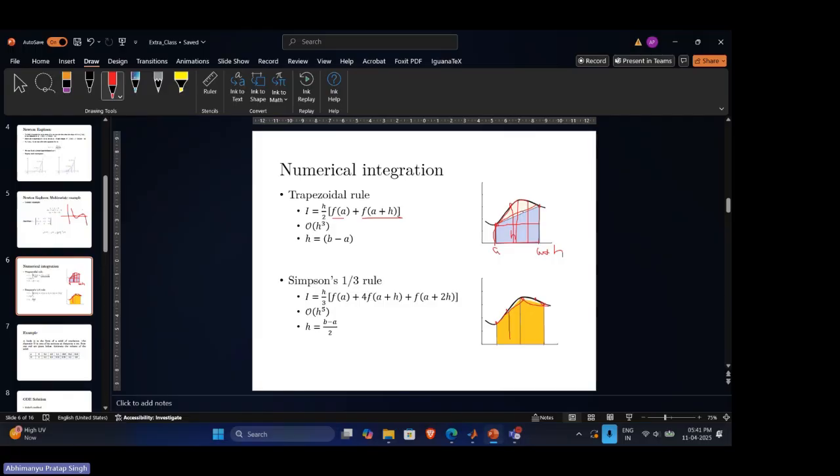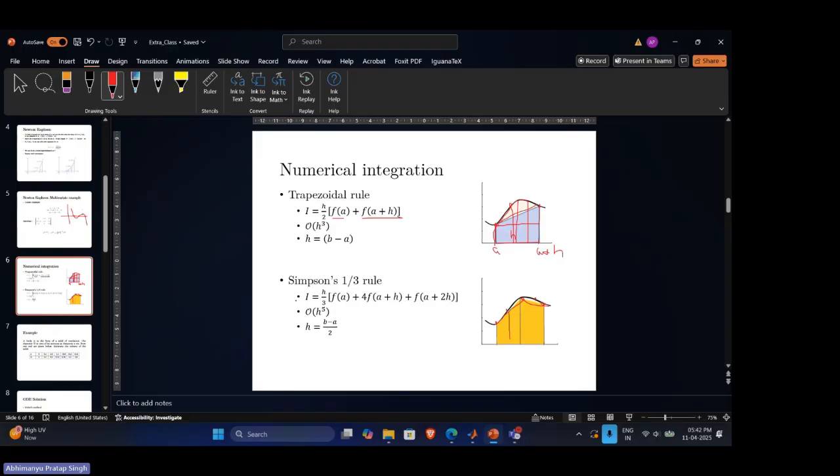So it's like a linear approximation. Then in Simpson's 1/3 rule, I take 3 points, then I can pass a second order or quadratic curve through these 3 points. So I get a much better accuracy or much lower error as compared to the trapezoidal rule.